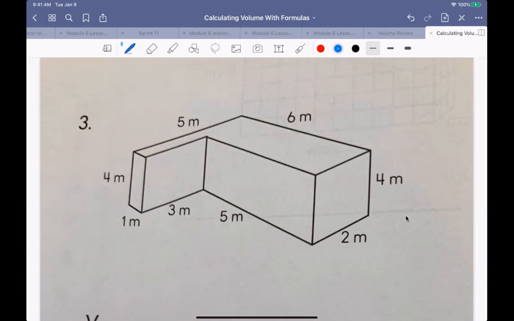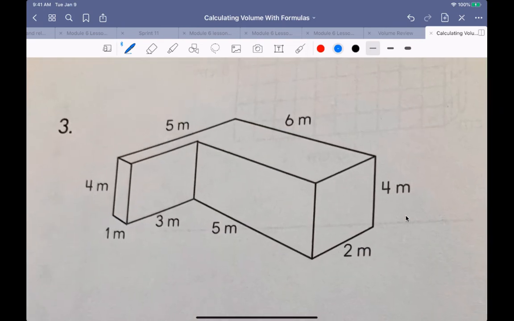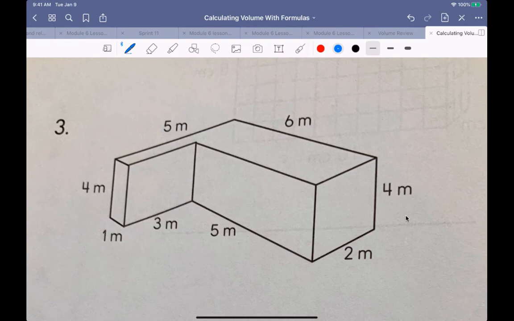So let's go ahead and dive into a problem. Here we're going to calculate volume using length times width times height. I always like to write it in the corner, so I always have that with me. Now it's even a little bit more difficult because there's two rectangular prisms, not just one. So I'm going to need to break them up. I think the easiest way is to break it right here.